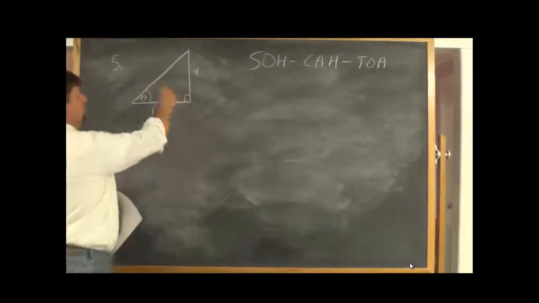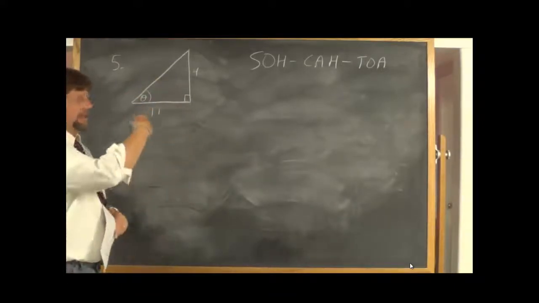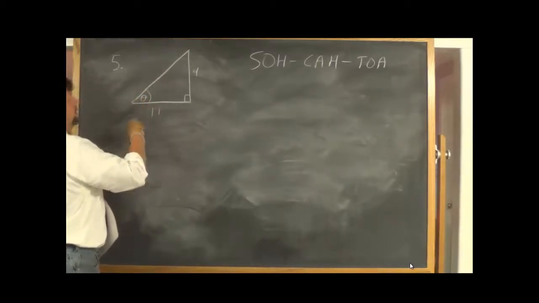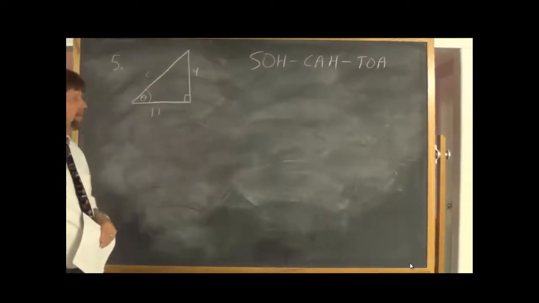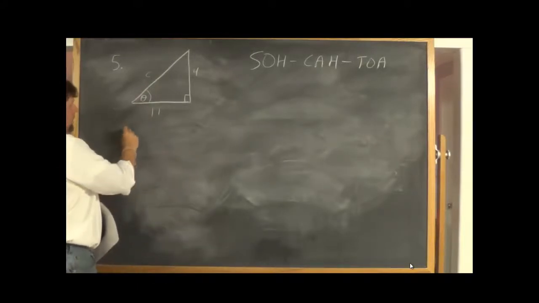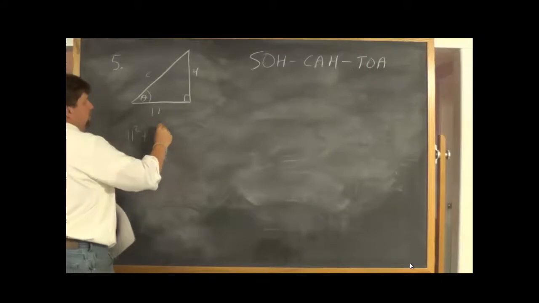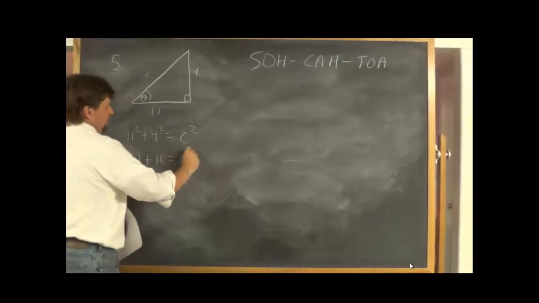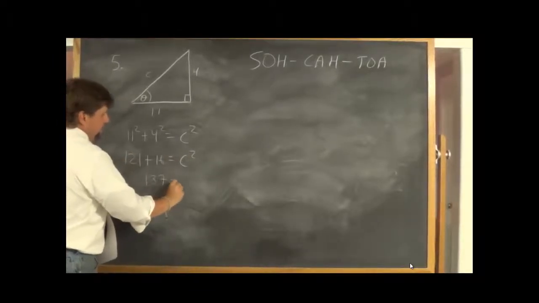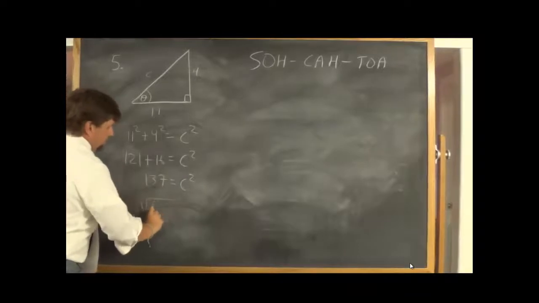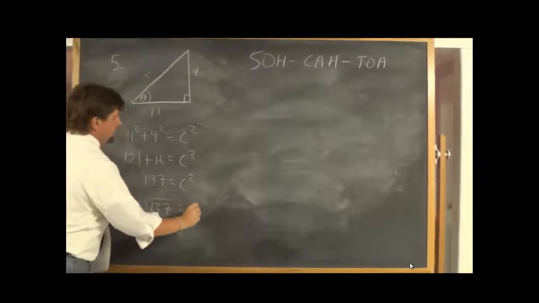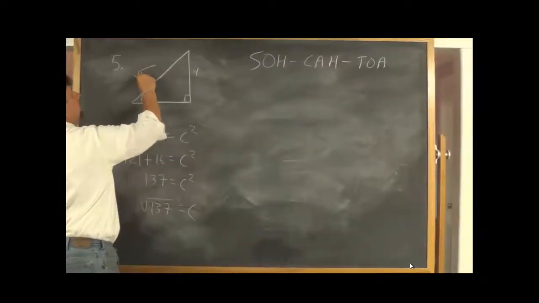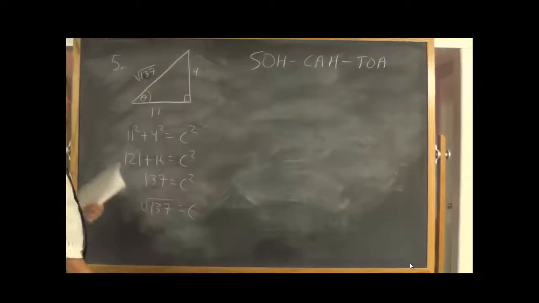The only thing we need to determine is the hypotenuse, and then we'll be able to get the 6 trig function values for theta. Let me label it with a C and use the Pythagorean theorem. So we have 11 squared plus 4 squared equals c squared. 11 squared is 121, so we have 137 equals c squared. So the square root of 137 is equal to c. Let me put the square root of 137 in there for the hypotenuse.